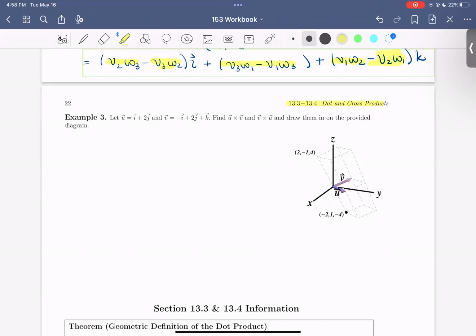In this video, we're going to continue our work in sections 13.3 and 13.4. In this example, we're going to look at example 3, where we actually compute a cross product of two vectors. All right, so let's get started.